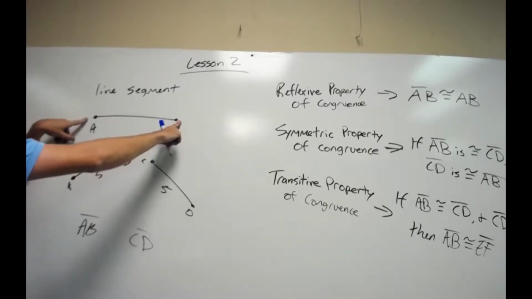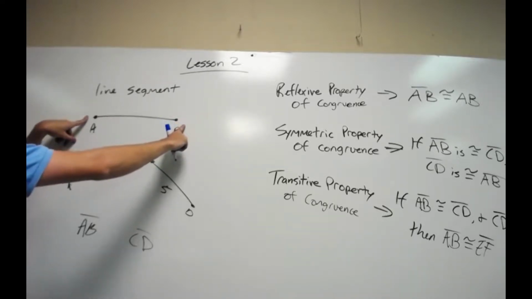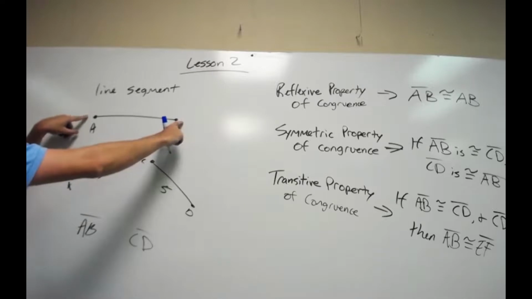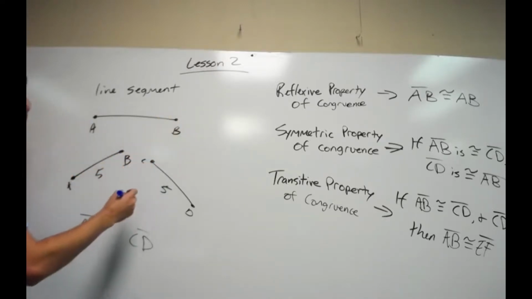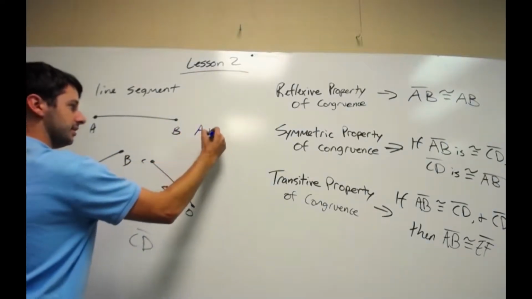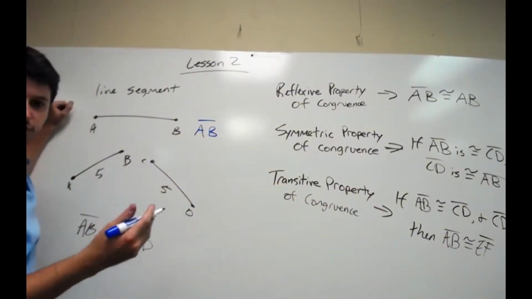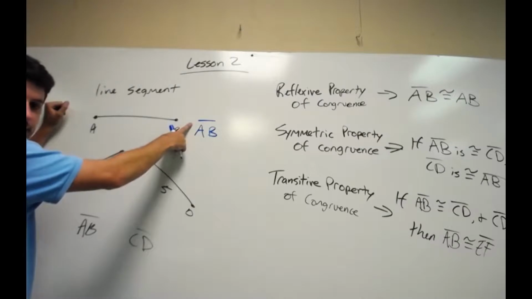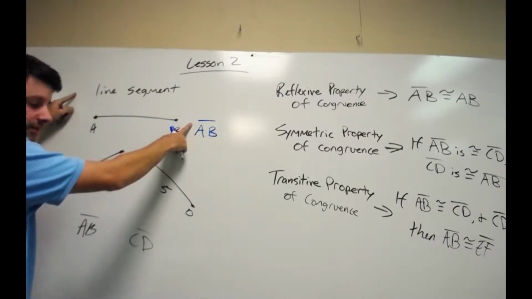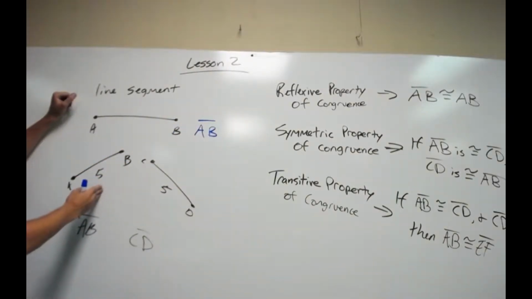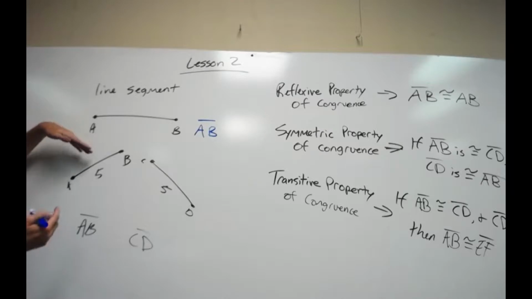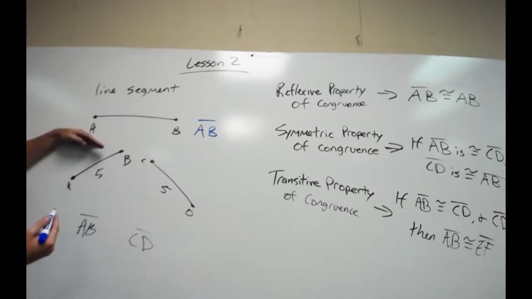So this line has endpoints of A and B. Therefore, it is a line segment. How you would write that is AB, and you put a line with no arrows on top of it. And that's how you classify a line segment. Now right here, we have two line segments, A B with a value of 5, and C D with a value of 5. Now, like I said, because it is a segment, it can actually have a measurement.